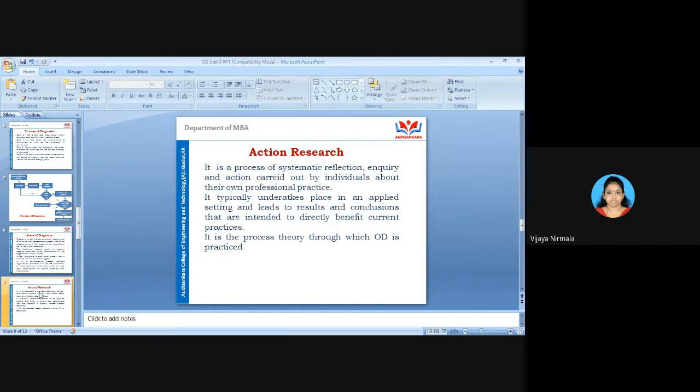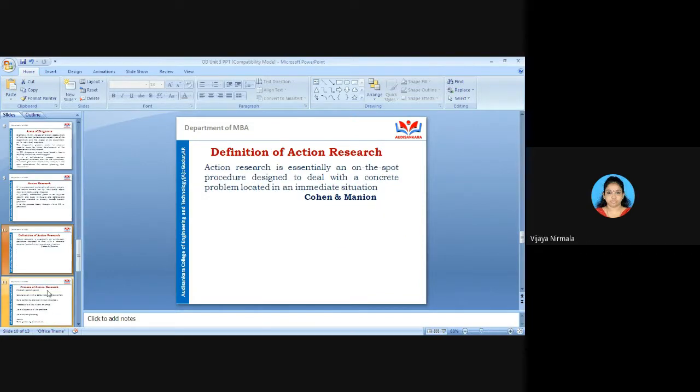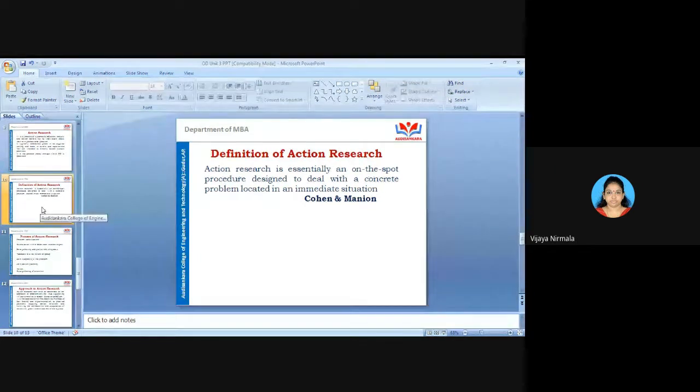It is a process theory, a lens through which organizational development is practiced. It mainly underlies the core organizational development practices. Okay, so that is about action research. Now let us see the definition of action research.